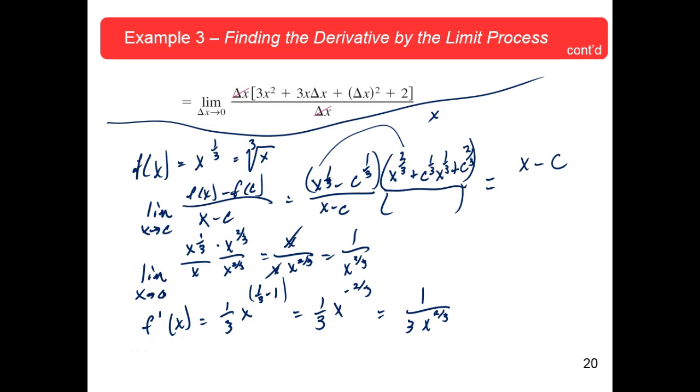Okay, when you multiply these two together, you get a minus c to the 1/3 x to the 1/3. Right.